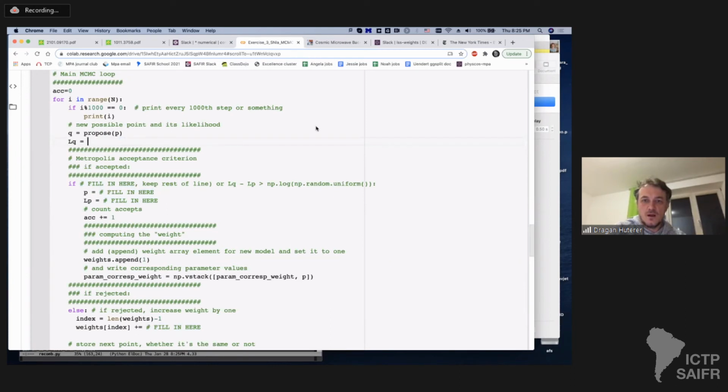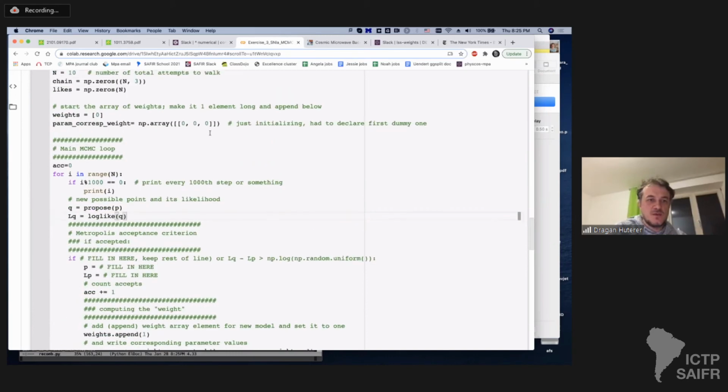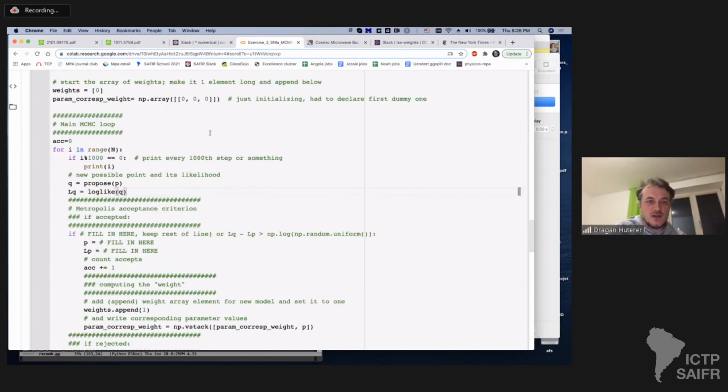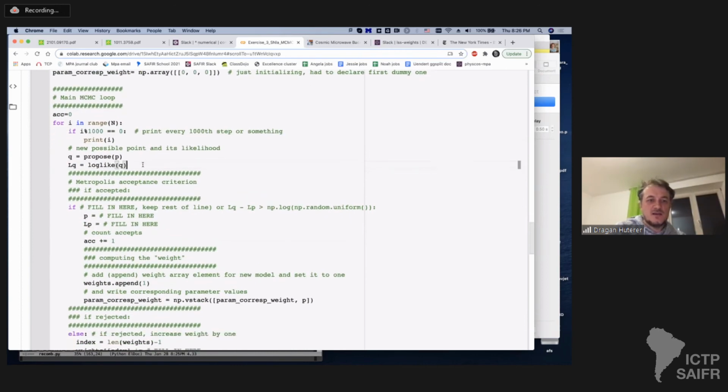All right. Well, LQ is, yeah, the acceptance rate. I'm going to come to it. So LQ should just be equal to log-like of Q. That was easy. Because P is, where's my log-like of P? I have a log-like of P and log-like of Q, right? Log-like is my negative log likelihood.